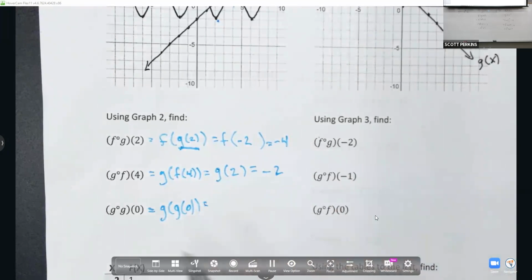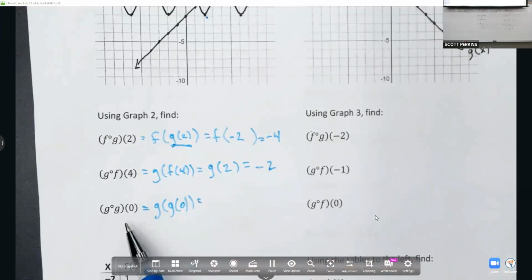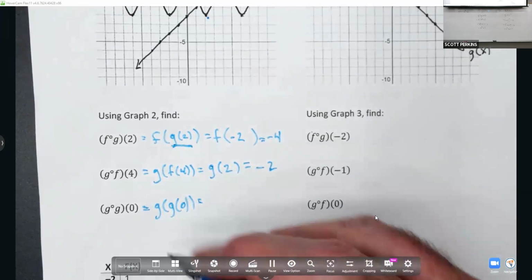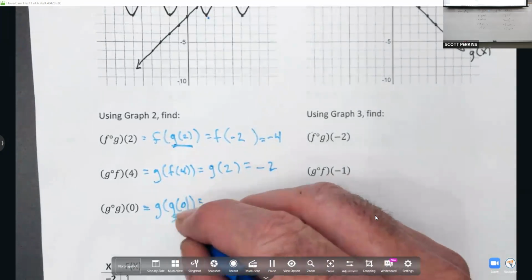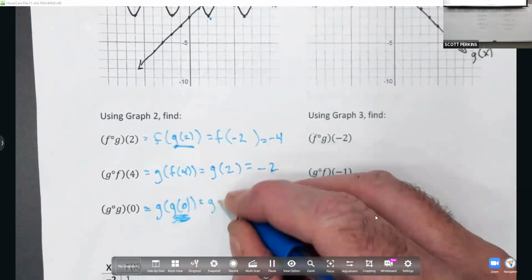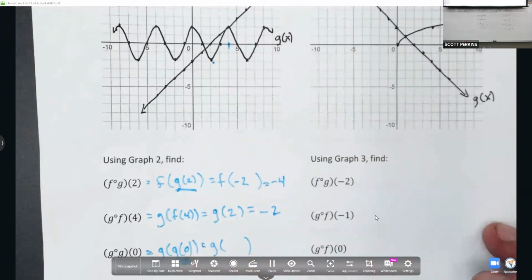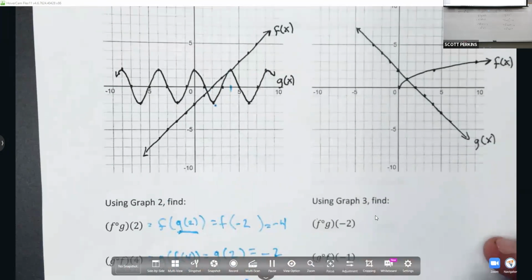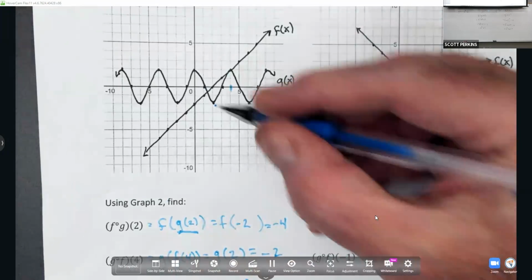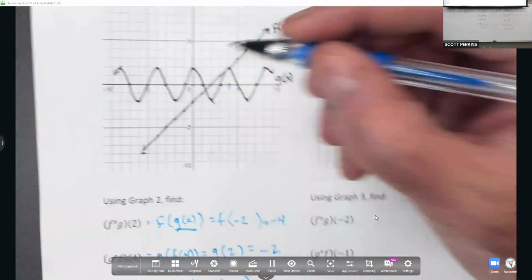So g composed with g, the g comes first, so it's on the outside, but then it also comes second, so I've got the g of 0 on the inside. So the first thing I'm evaluating is the g of 0 that I just underlined. And what is the graph g, the wavy graph? What do you get when you evaluate it at 0? 2. Okay, right here, here's 0, you go up 2, there it is.